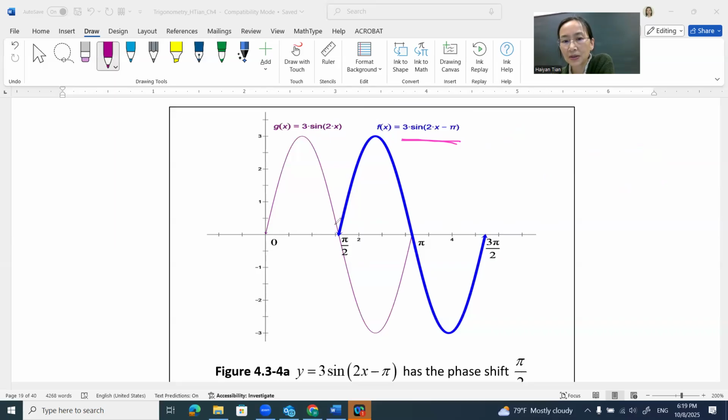See over this interval, that's still pi. From here to here, the length is pi. So the period is pi, still just determined by this number. And the amplitude is still 3. That doesn't change. It's just a horizontal shift. So once you get one period, you can get many periods, right? You can just extend the picture to the left and to the right, and then you can see more periods of the blue curve.